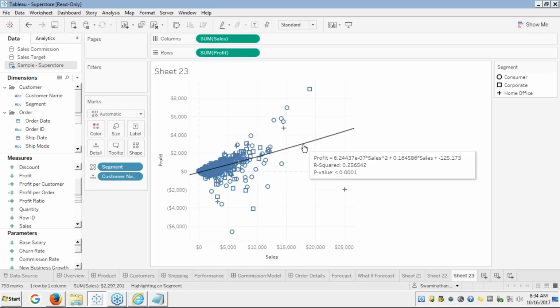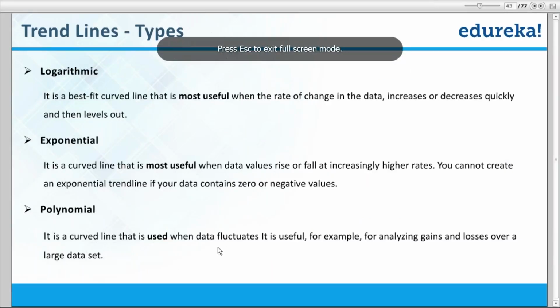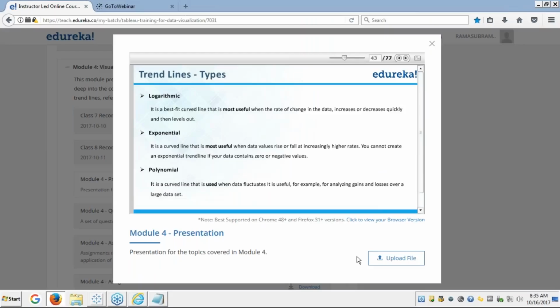You see here sales to the power of 2 and 0.1657 into sales plus or minus 12573. So this is the equation. The polynomial model is really suitable when the data set is very large. This polynomial model is used when data fluctuates. It's useful, for example, for analyzing gains or losses over a large data set. So basically, when your data set is very huge, that is when this model is more suitable.